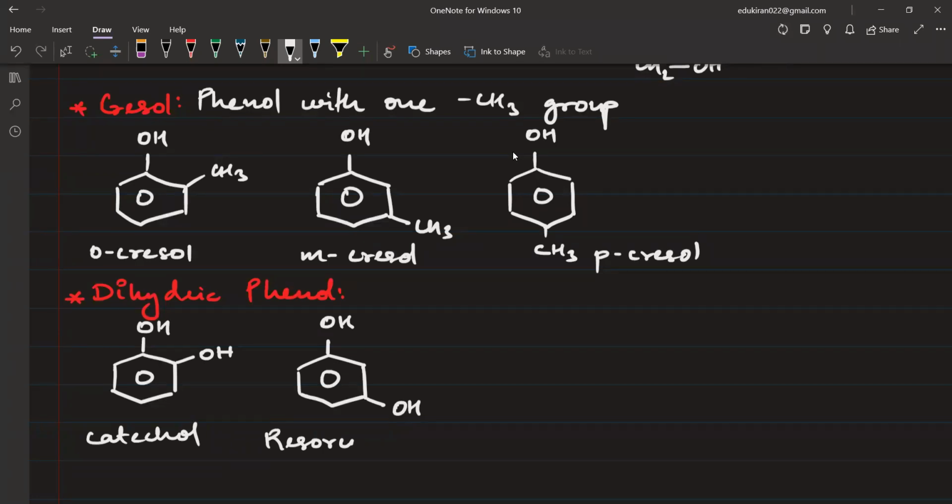So this is resorcinol. If we have the OH groups in the para position, there are 2 names. The easier name is quinol, or it is also known as hydroquinone.